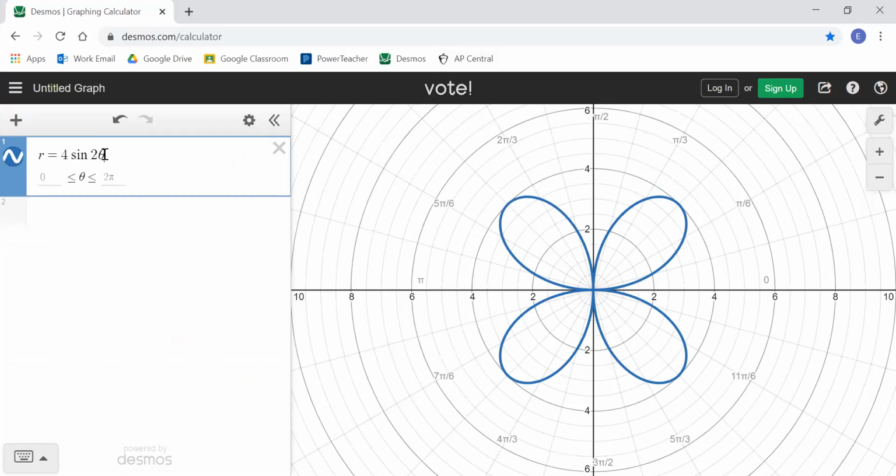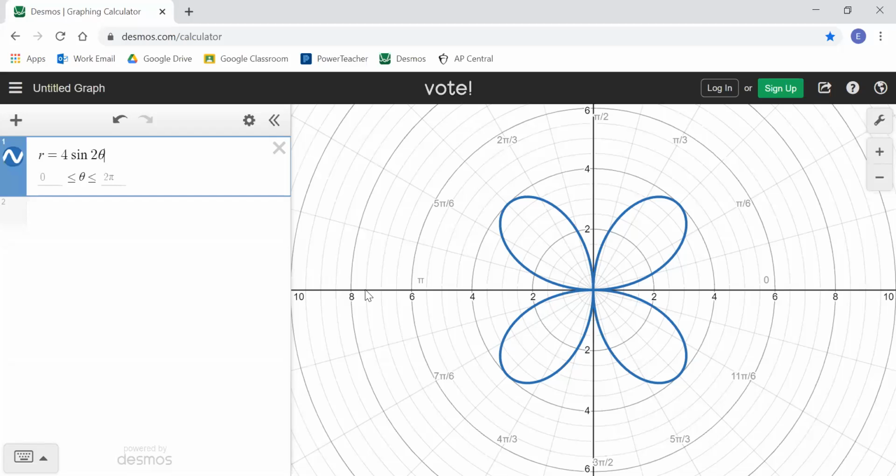There it is, r equals 4 sine 2 theta. Good or no? Groovy. Good. Wonderful. All right.